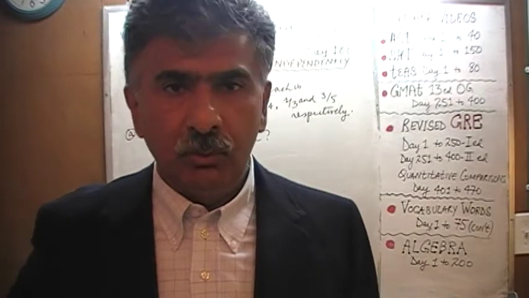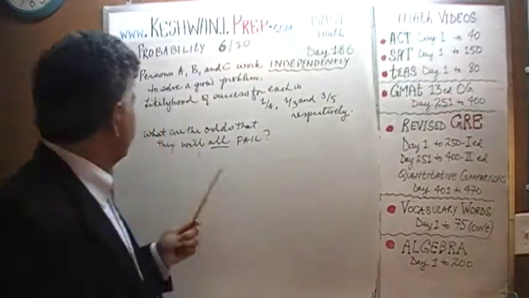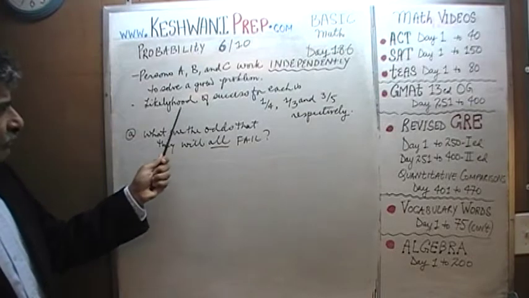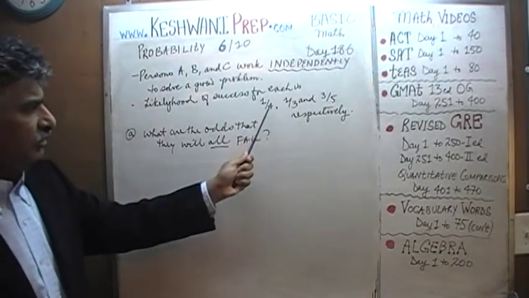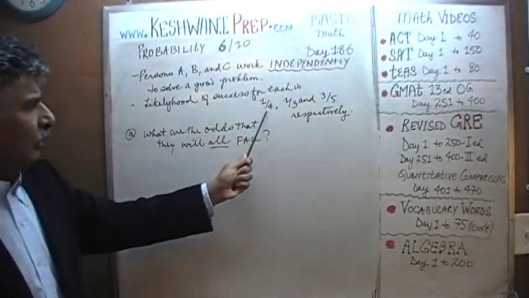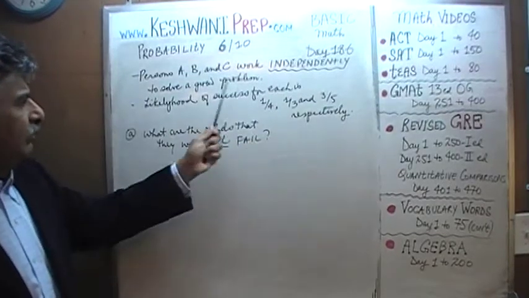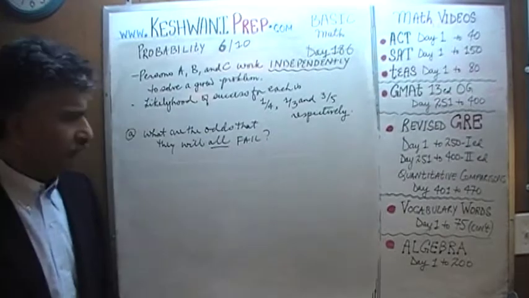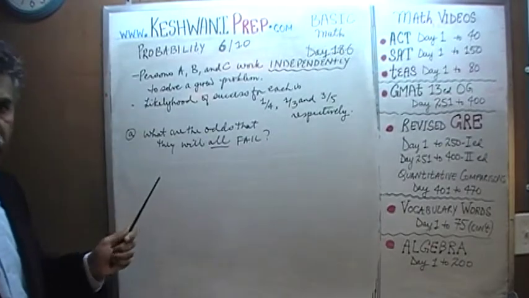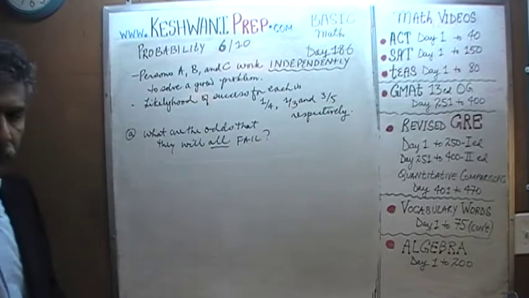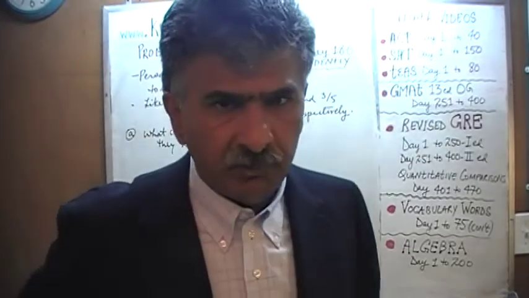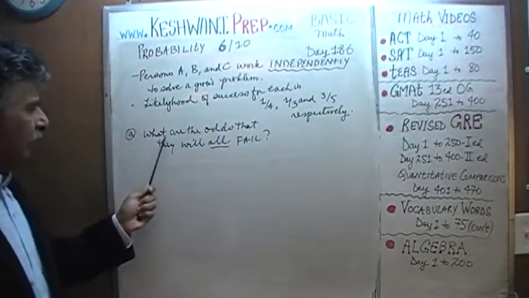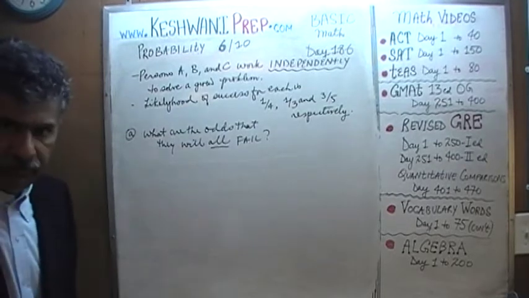They all work independently to solve a given problem. We are told that the likelihood of success for each of these people, A, B, and C, is 1/4 for A, 1/3 for B, 3/5 for C. One quarter, 1/3, 3/5, respectively. Questions are as follows. The very first question, we're going to look at several different scenarios. We're going to look at multiple scenarios. The very first question is, part A, what are the odds that they will all fail?